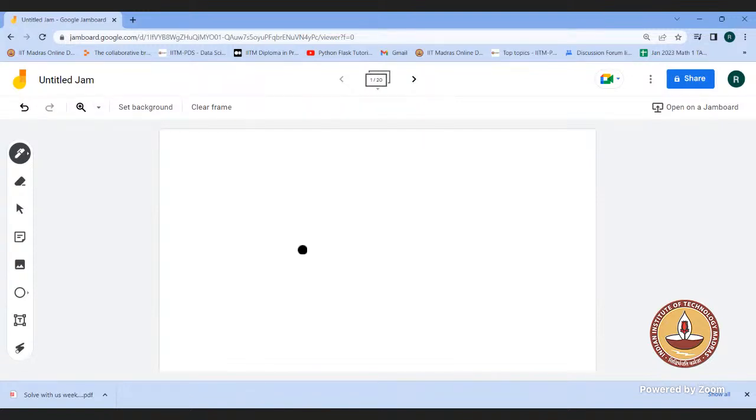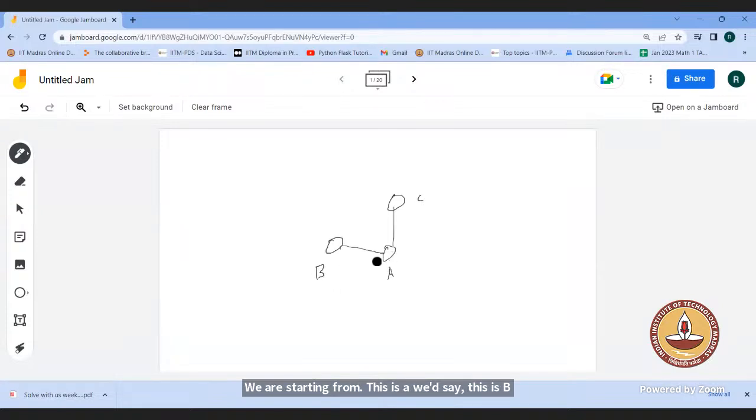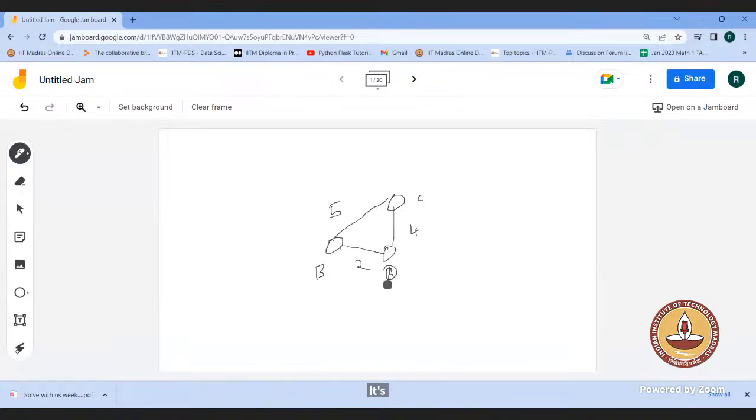Okay. My board is visible, right? Yes, sir. Okay, so let's assume we are starting from this, which is A. We'll say this is B, and C. Let's take this edge as 2, this as 4, and we can take this one as 5. And we are starting from A. This is the starting node.